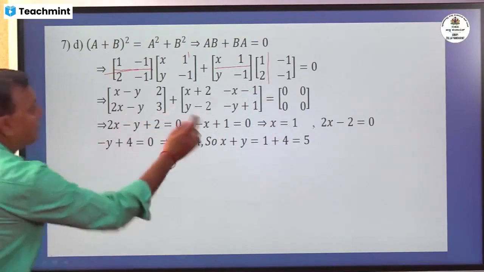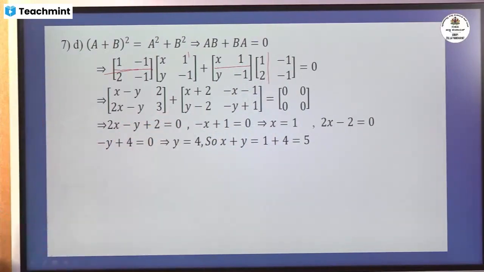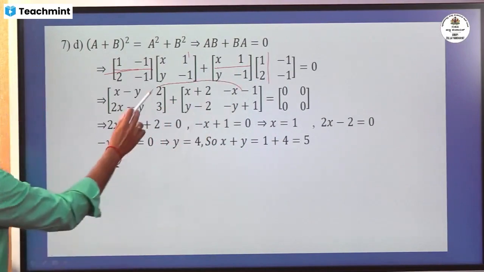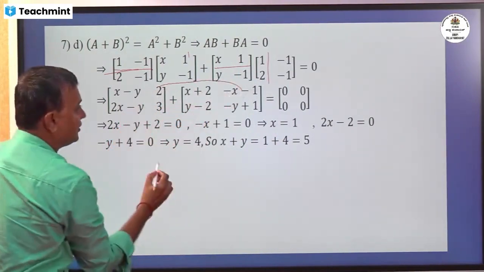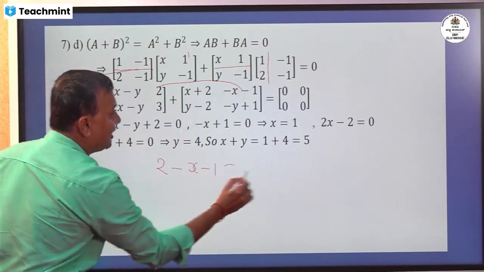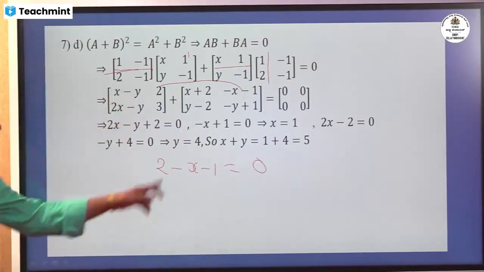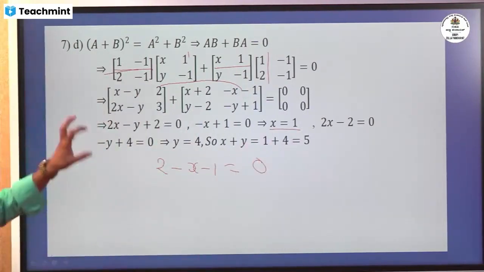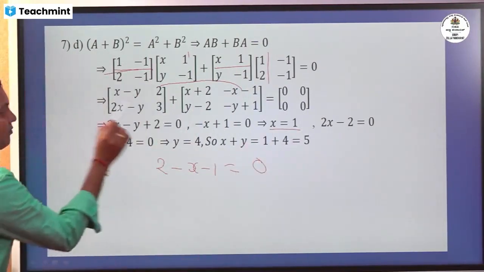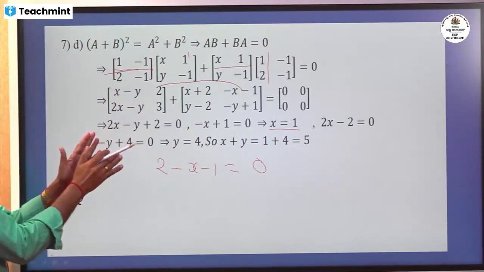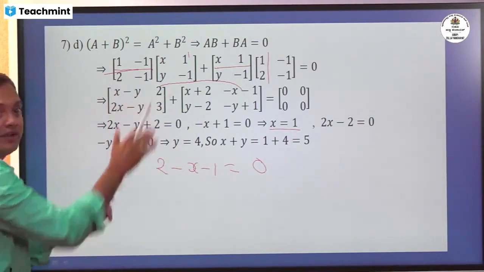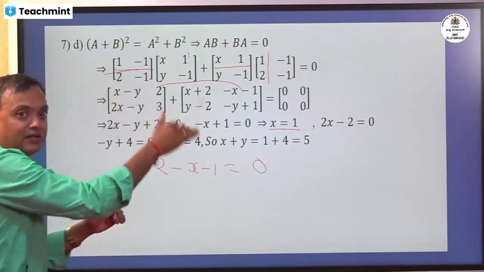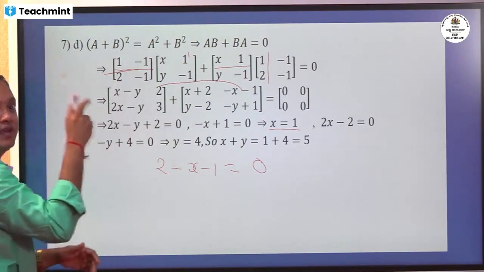Now after multiplying like this, see what you equate next. Equate these two: 2 minus x minus 1 equal to the right hand side 0, so x becomes 1, correct. Then equate simply. Don't equate the entry containing x and y. If you equate an entry or element containing both x and y, we get a linear equation.